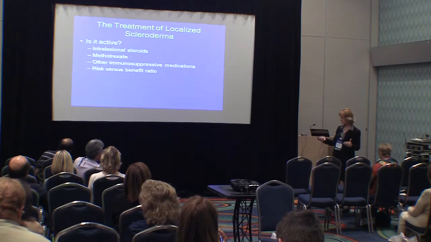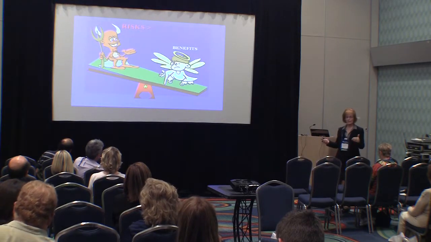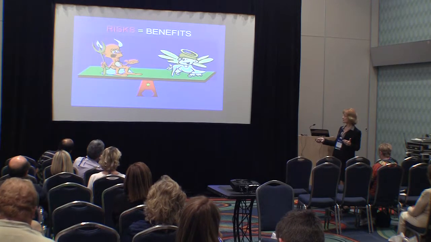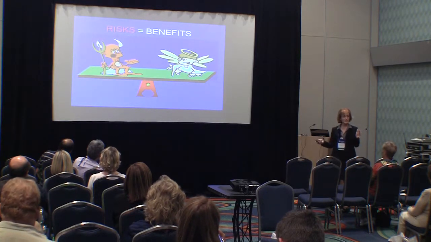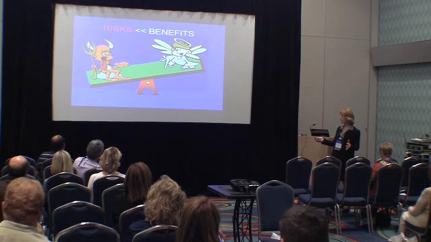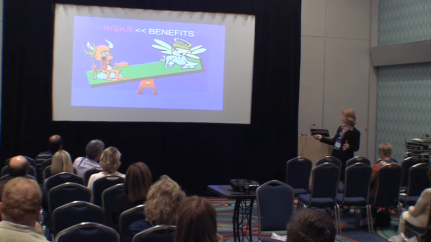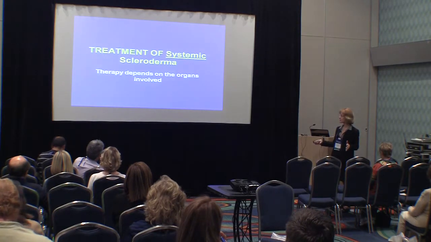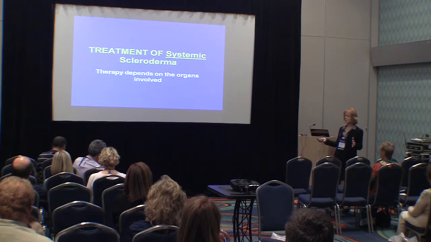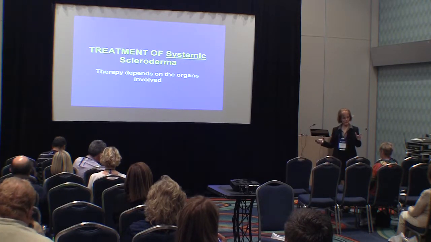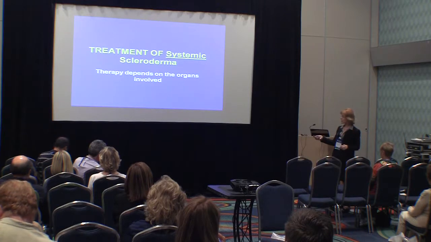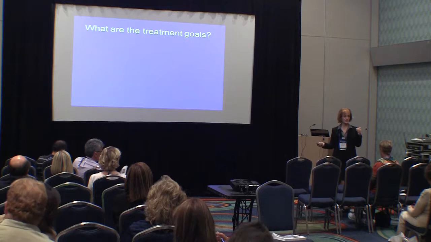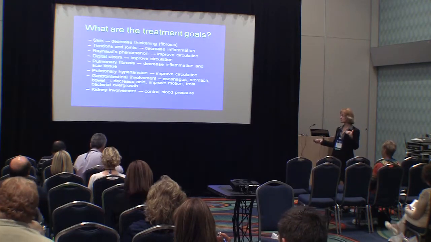Is the risk versus the benefit high enough? Because you certainly don't want to be in a position where the risk is more than the benefits, or even where the risk is the same as the benefits you get from it. What you really want is that the benefits from the treatment far outweigh the risks of the treatment. And again, the treatment of systemic scleroderma, unlike morphea or localized disease, depends on the organs involved. And you have to ask yourself, as a doctor and as a patient, what are the treatment goals?